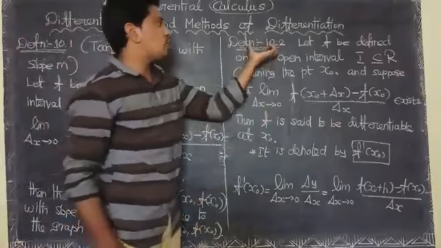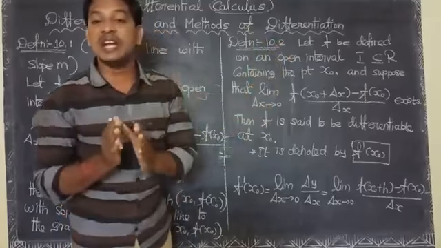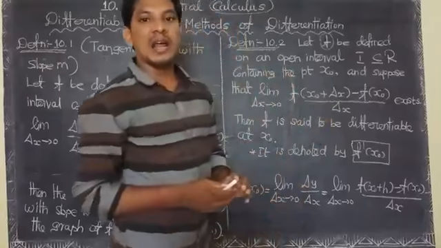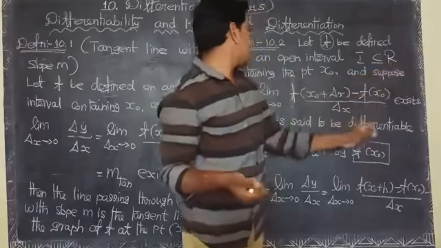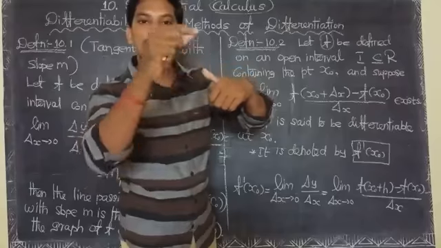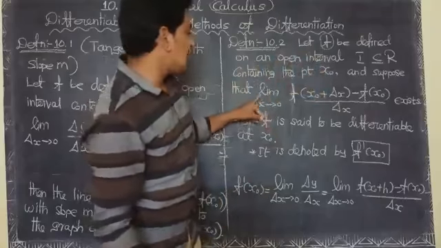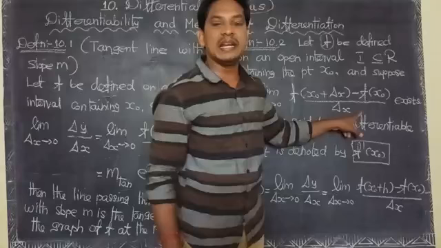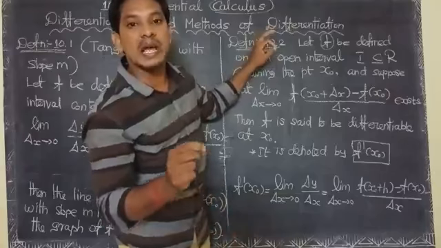Next we discuss definition 10.2, what is meant by the word differentiation. Here f is defined on an open interval I contained in R, which means real numbers, from minus infinity to plus infinity. We take any one point x naught, where del x approaches 0. The limit exists, that is, the limit as del x approaches 0 of f of x naught plus del x minus f of x naught divided by del x exists. This is the differentiation at that particular point.